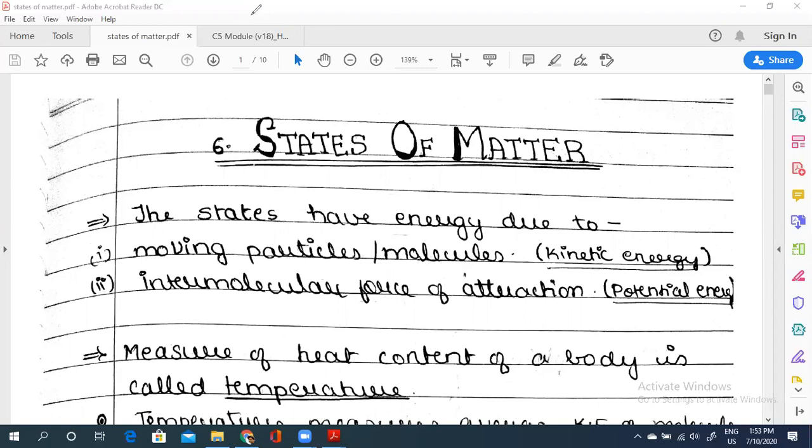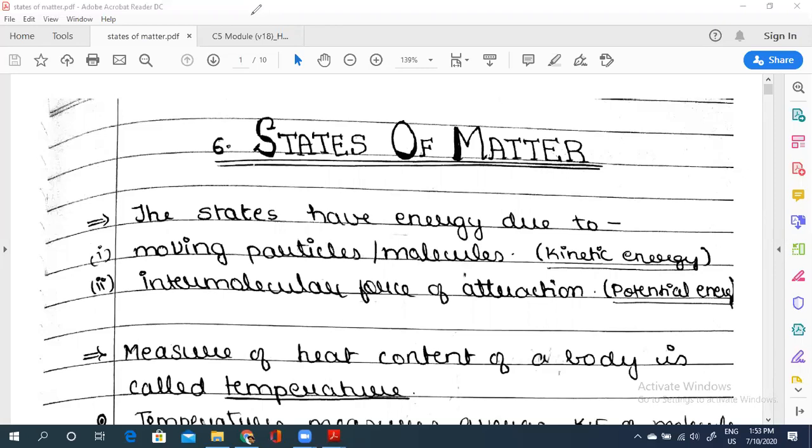And then there are forces between two different molecules that we have already studied in chemical bonding, right? They are called van der Waals force. Because of that, there's a development of potential energy. So I can say that the energy in the molecules of any state is kinetic energy and potential energy both.